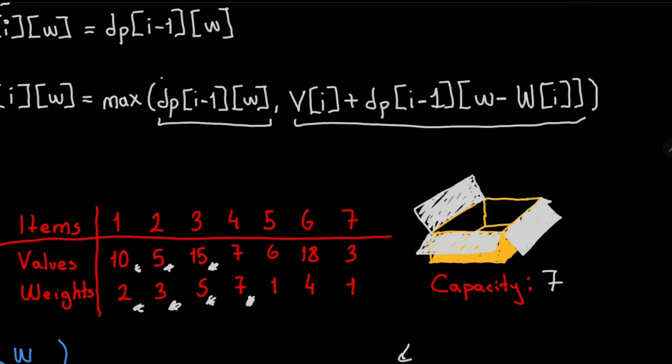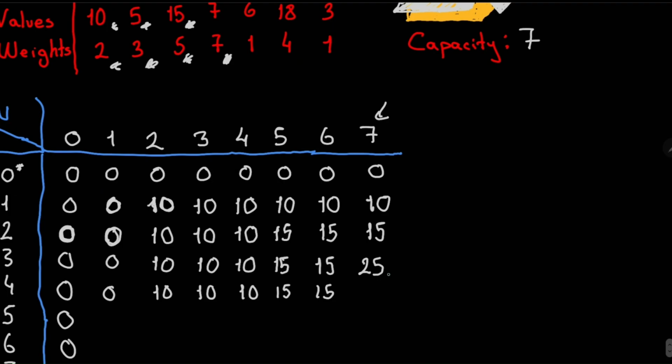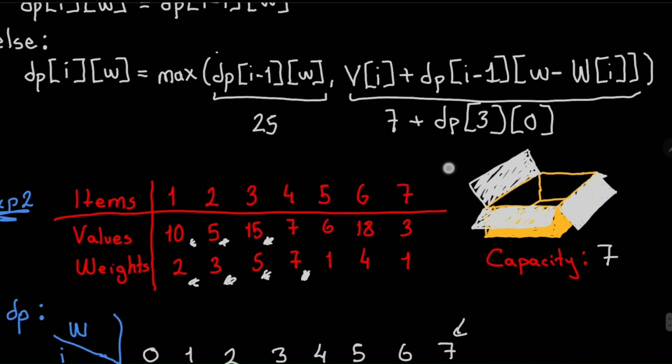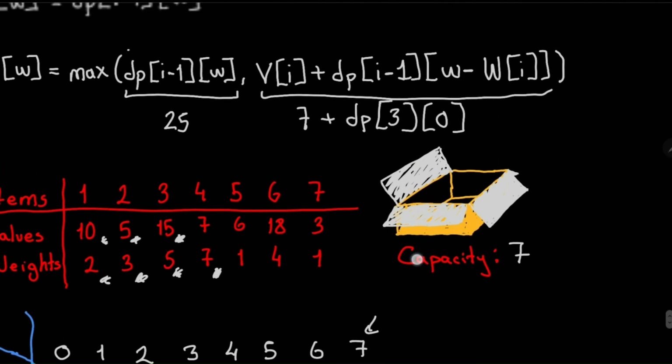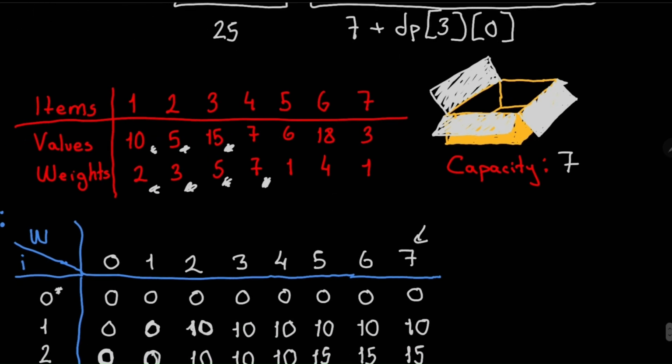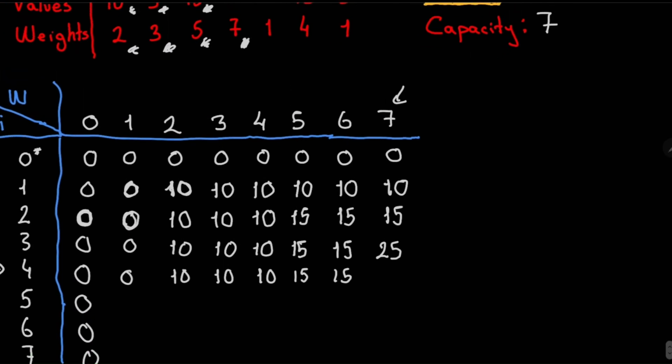When the current capacity is 7, the previous row is 25. The value of 4 is 7. And dp[4 minus 1] will be 3, and 7 minus 7 is 0. So it is 0. So that means that we are not taking item 4. We are copying the previous row.